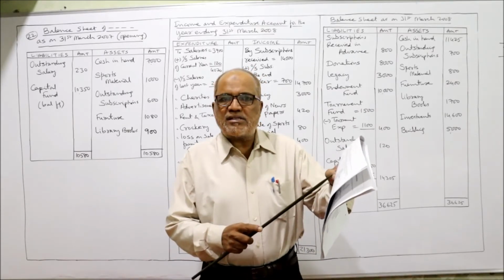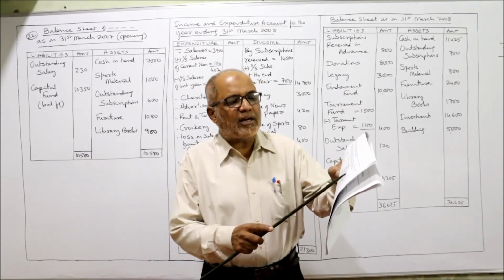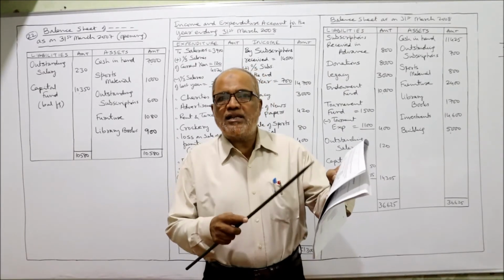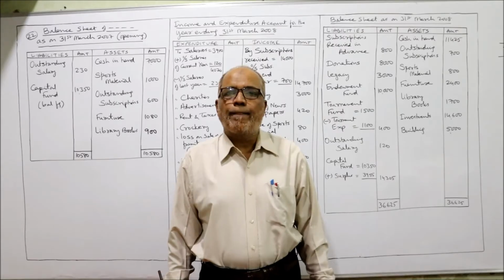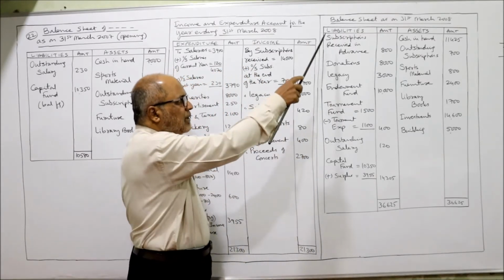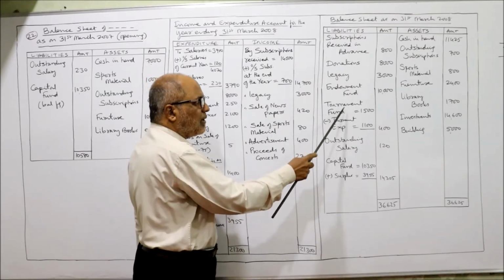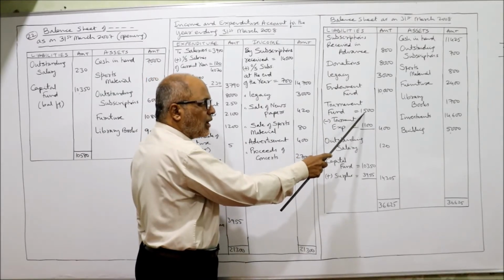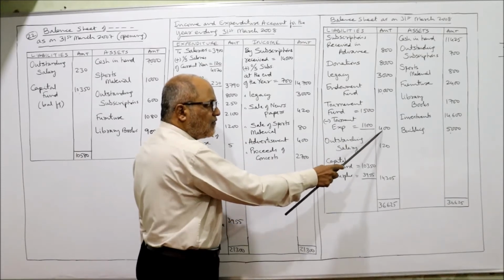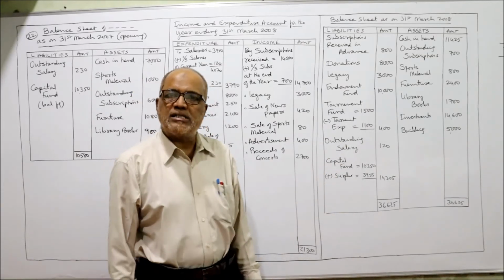Now see the payment side. The first item is tournament expenses, 1100. So there is a tournament fund and there is a tournament expense. Both of these will be taken on the liability side. On the liability side of the balance sheet, take tournament fund 1500 in the inner column, minus tournament expenses 1100. Deduct 1100, and 400 rupees should be taken on the liability side.